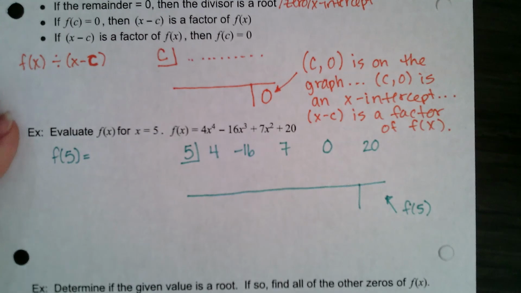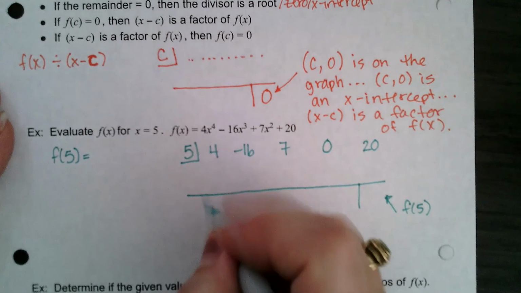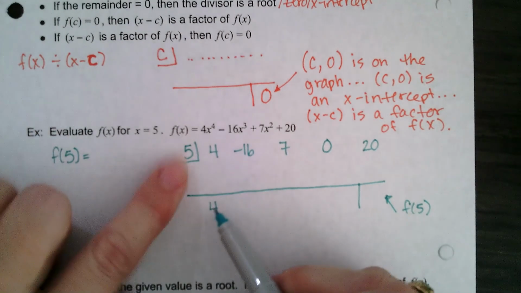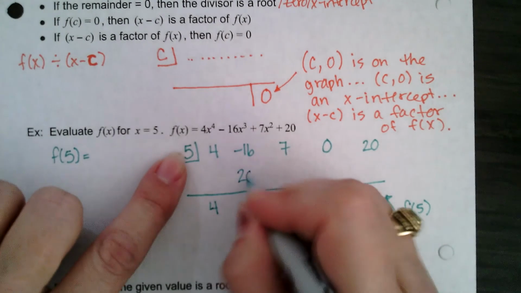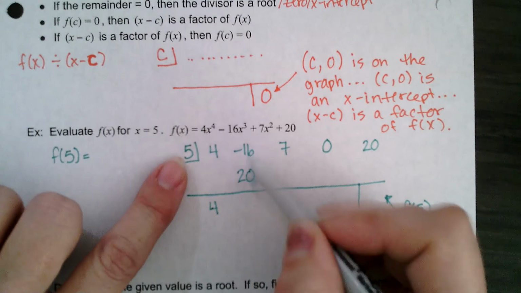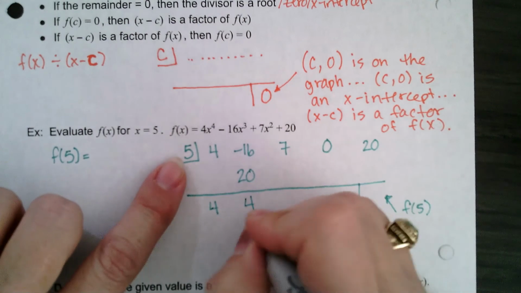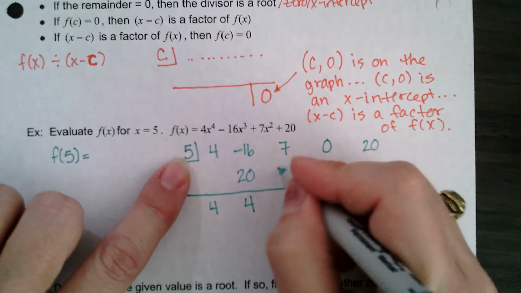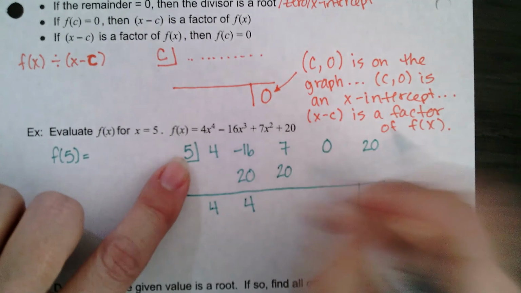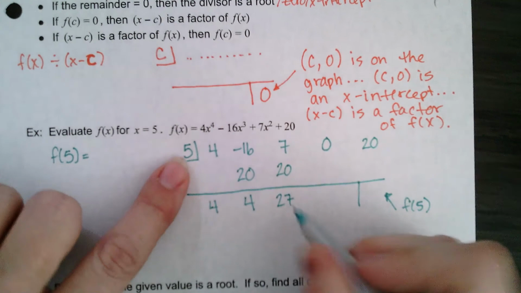Then we just run through the synthetic division. So remember, this 4 always just drops down. So that'll be a 4. And then we'll do 4 times 5, which will give me 20. And then I'll add negative 16 and 20, gives me 4 again. And then multiply the 4 times 5, which again gives me 20. Add the 20 and 7, 27.